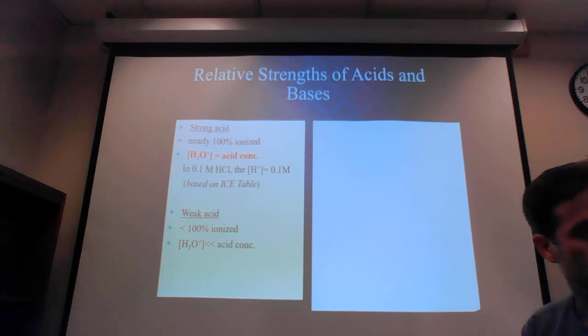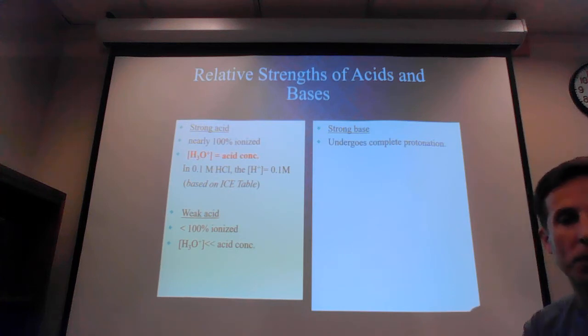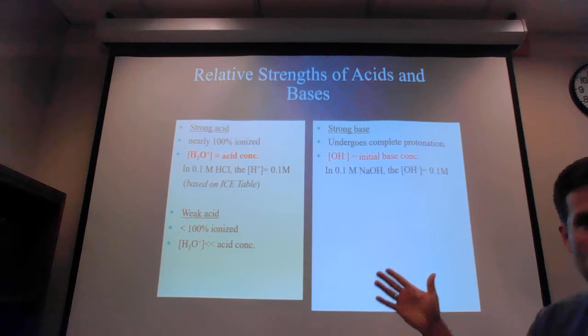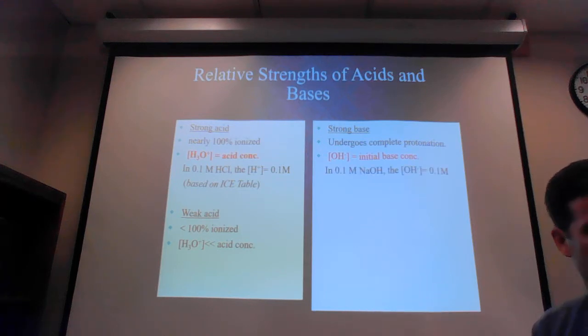Okay? All right, bases. Same idea. Strong bases will completely ionize to form an equal number of hydroxides to whatever the base concentration is. So if I put in 0.1 molar sodium hydroxide, then that's going to make 0.1 molar hydroxide.